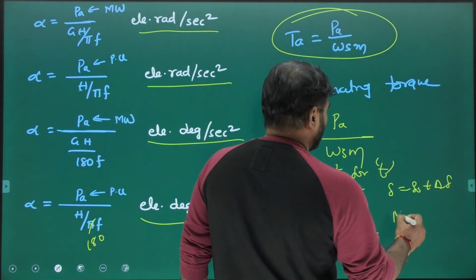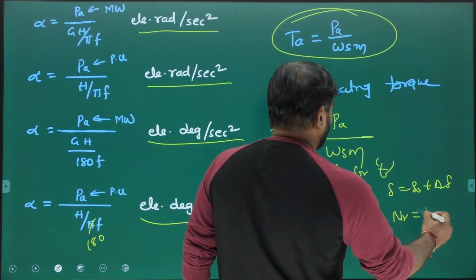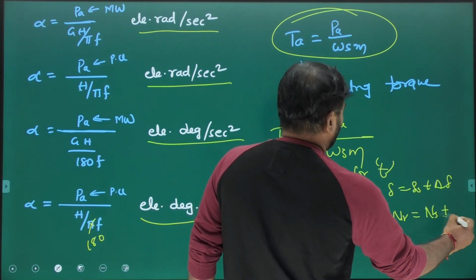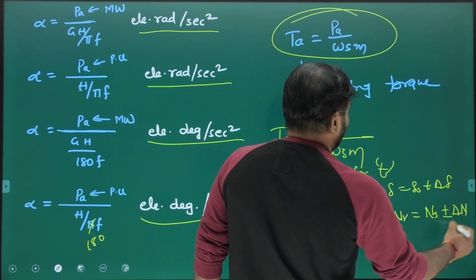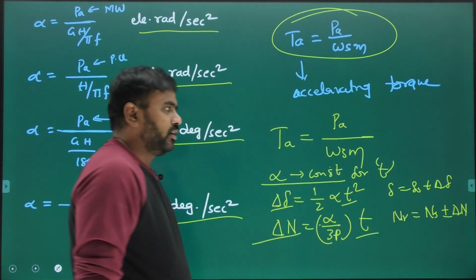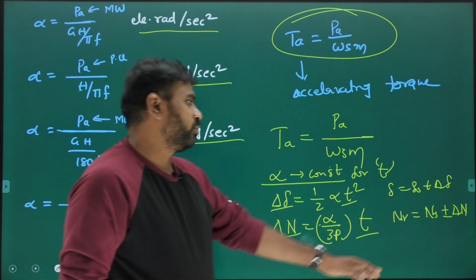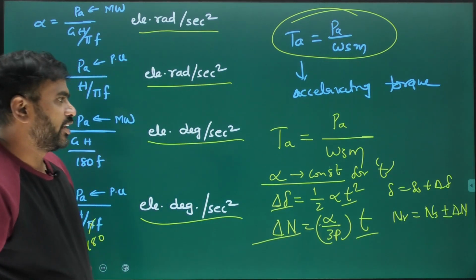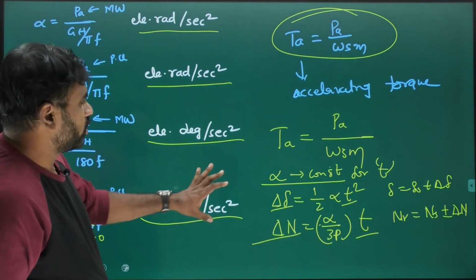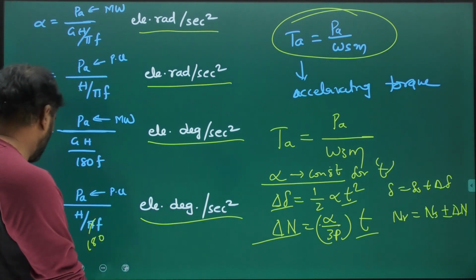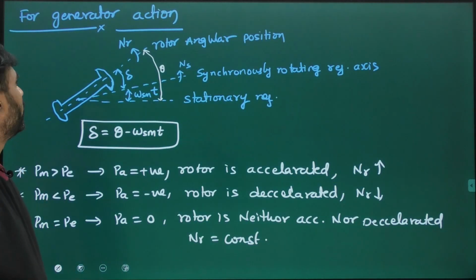What is the new rotor speed if the acceleration is maintained constant for t seconds? Ns plus or minus delta n. We take the plus symbol if there is an acceleration, and the minus symbol if there is a deceleration. Okay, so that's the first important thing in power system stability.